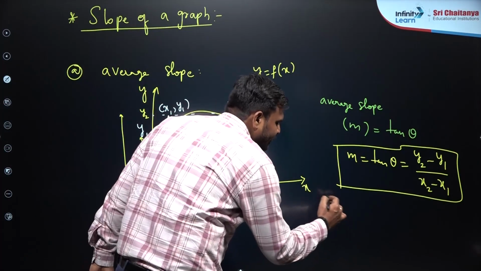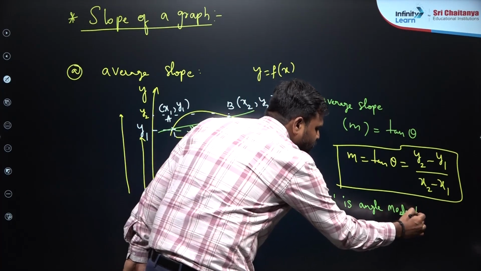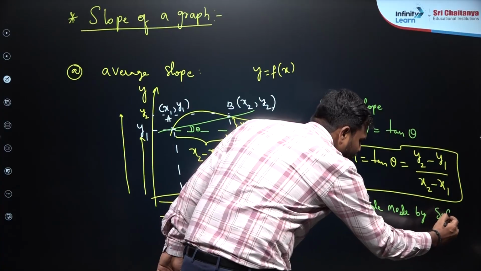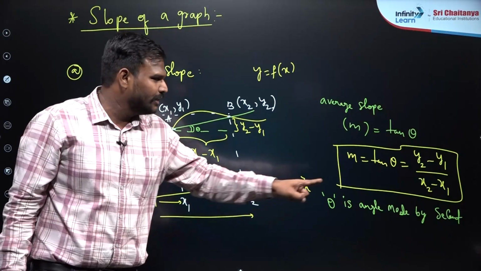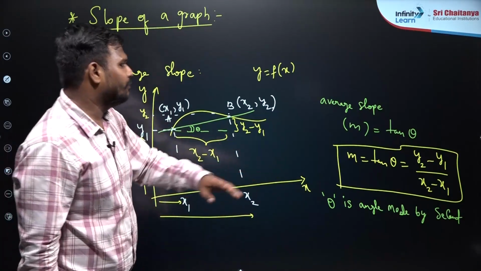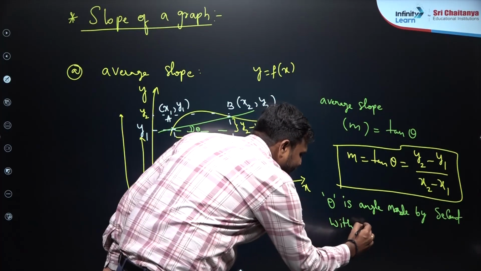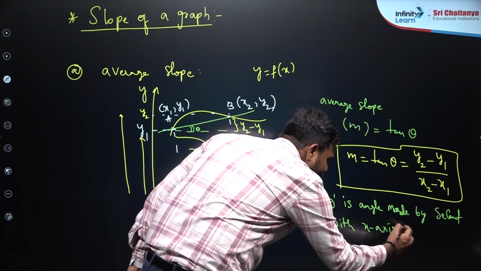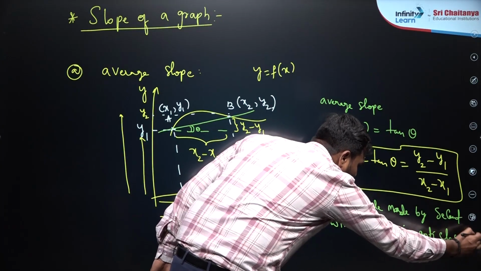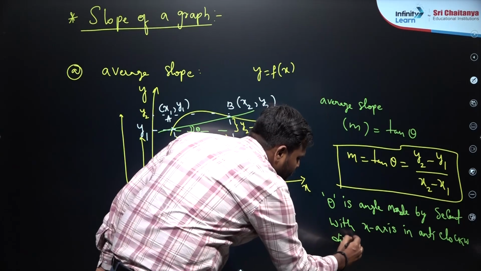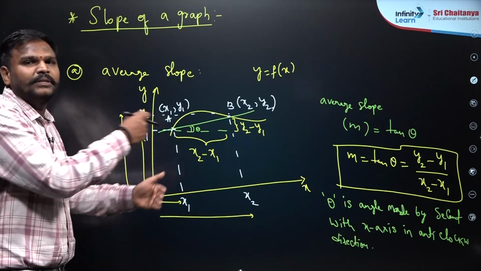Okay, so theta is the angle made by a secant. A line which cuts a curve at two different points is called a secant. So theta is the angle made by the secant with the x-axis in the anti-clockwise direction. What about the direction? I'll tell you in the next slide.